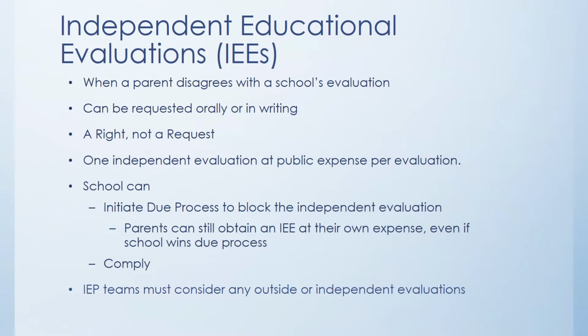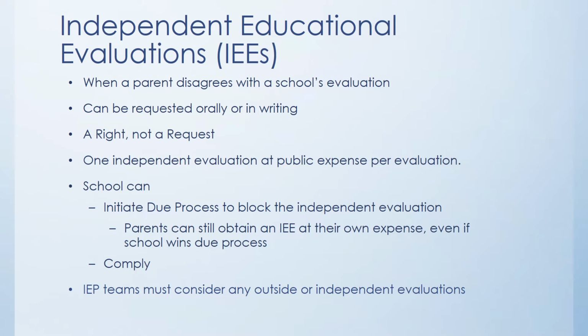If a parent disagrees with a school's evaluation, they can request an independent educational evaluation, or an IEE. This request can be made orally or in writing, but we always recommend that any request be made in writing so there's a record of what was requested as well as the date of the request. Parents have the right for the school to pay for one IEE for each evaluation the school conducts.